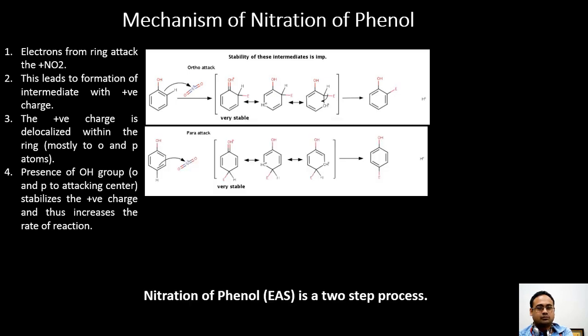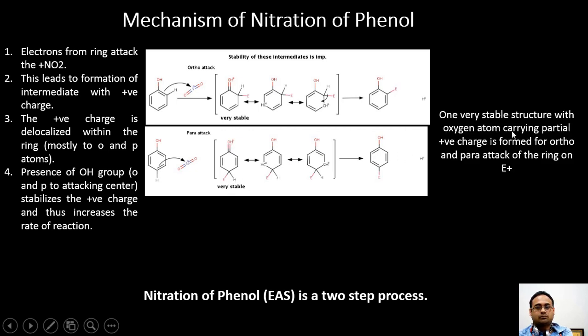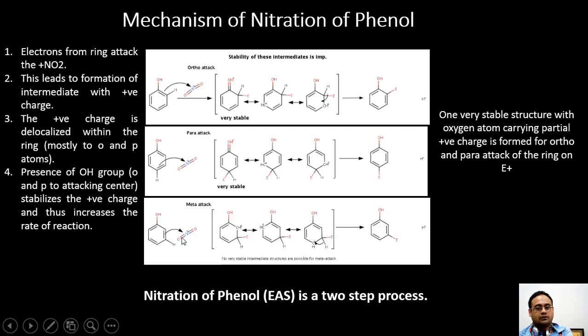You will find that similar structures are possible for the attack of the ring from the para position to the nitronium ion, and a very stable intermediate structure because of the resonance by the oxygen lone pair is possible. So very stable structures are possible where oxygen carries partial positive charge, but such structures are possible only for the ortho and para attack.